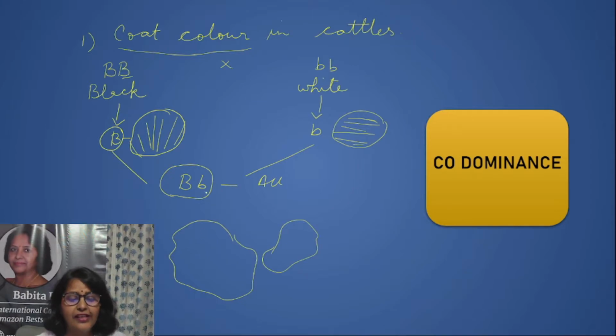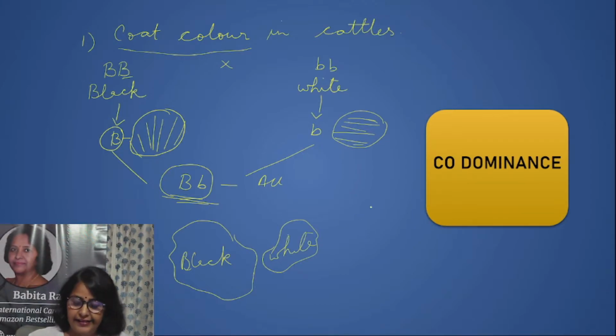So capital B is also able to express. We have black color over here and white is also able to express. So in a single organism we have both the black and white color when the gene is in heterozygous condition. So this type of dominance is called codominance, where both the alleles are able to express in the organism. So this is an example of codominance.